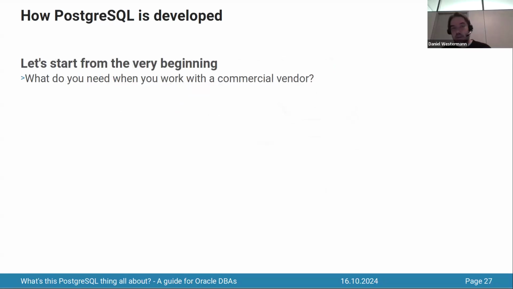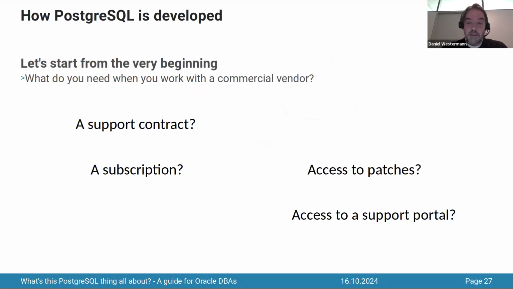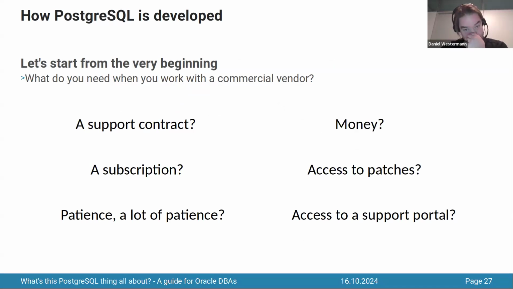When we look at all those requirements from a commercial perspective, what do we need? We obviously need a support contract. We need access to a support portal to download patches, to create service requests or whatever. Maybe we need a subscription if it goes to Red Hat or SUSE. We need access to patches. We need maybe a lot of patience. And of course, we need money.